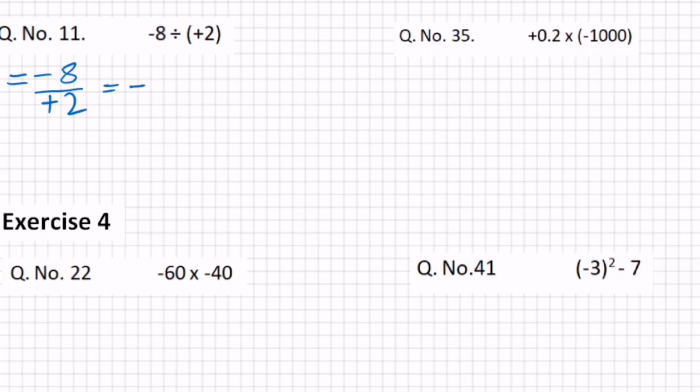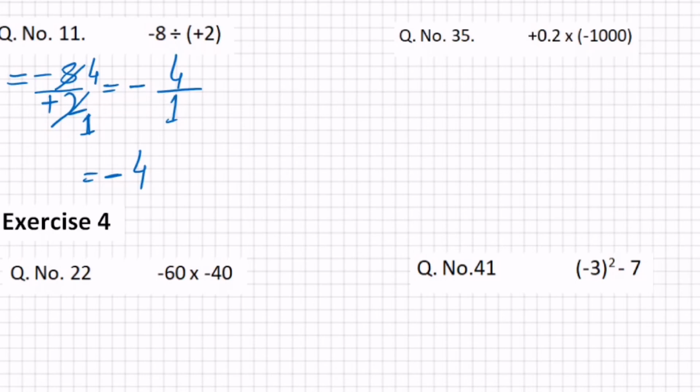Now divide these numbers. If you want to divide both numbers by 2, 2 1s are 2 and 2 4s are 8. The minus sign is here, so I am writing here 4 by 1. This is equal to minus, and 4 by 1 is equal to 4, so minus 4 is the answer.